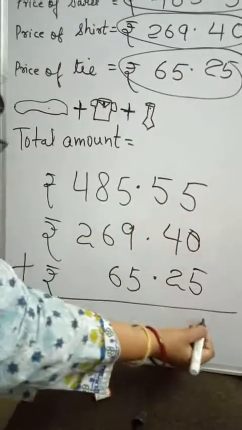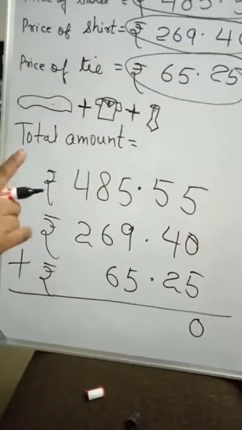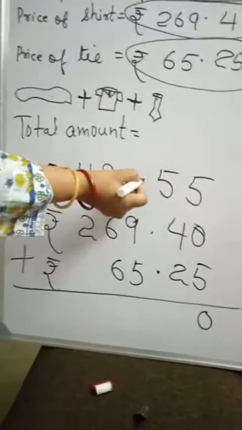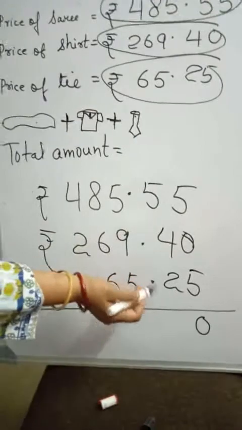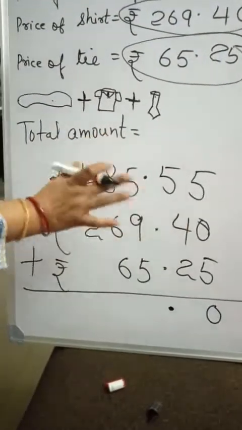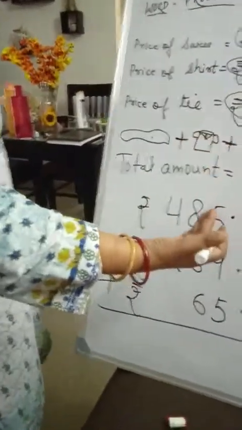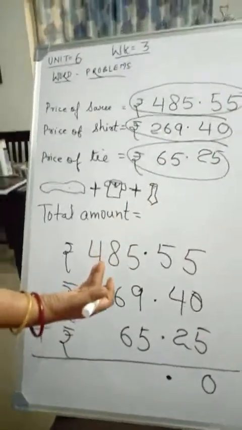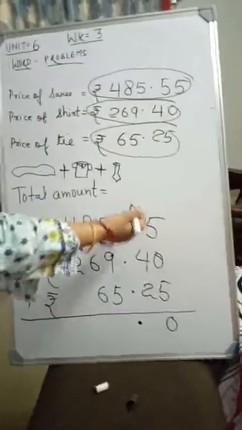5 plus 5, 10, 0, 1. Firstly, one thing, while you are doing the addition, there is a decimal point. So just follow one after another. I will put the decimal point here, and for the rest you have to forget about the decimal. You will do the same addition as you have done in the case of whole numbers. Right, children? So let us do the addition.